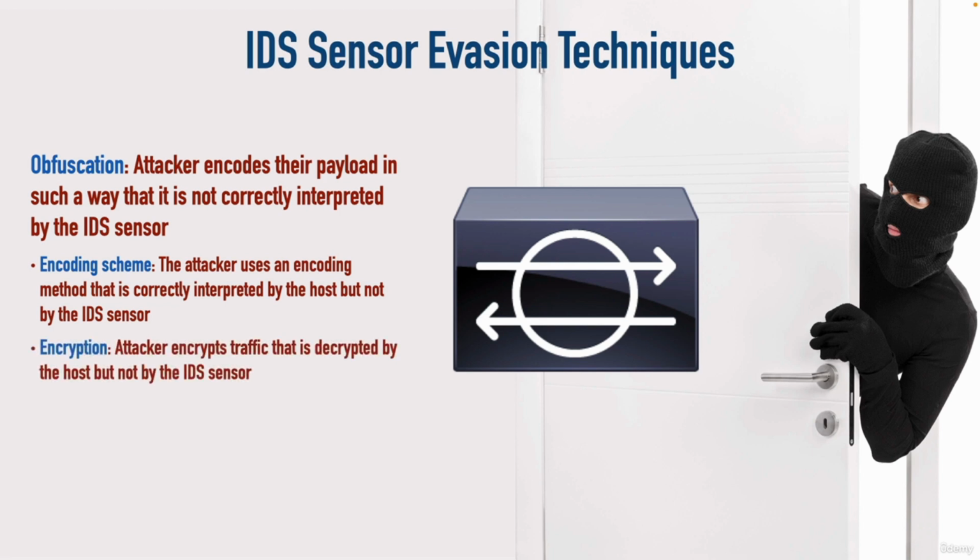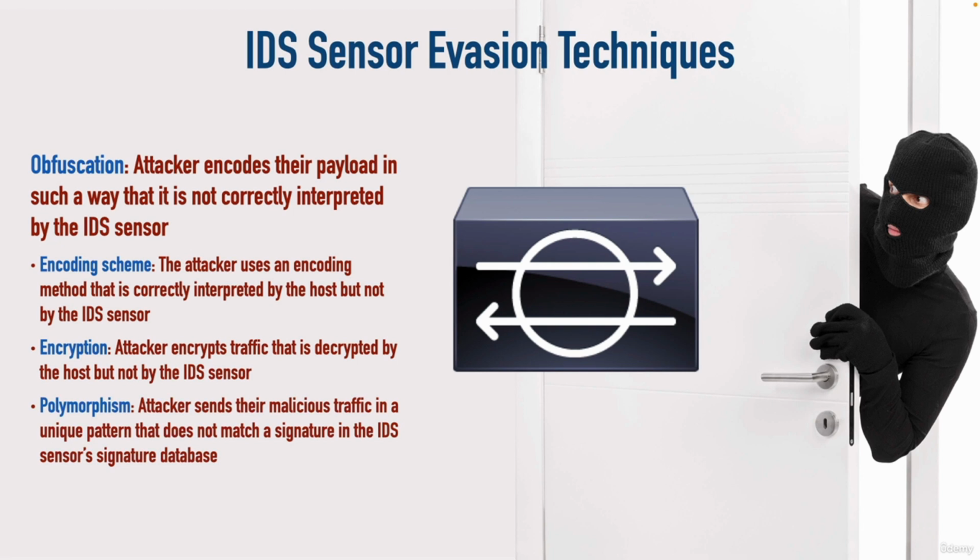Or the attacker could do something called polymorphism. This is where their attack pattern is not going to be matching a signature of a well-known attack because they have morphed the malicious traffic into a form that it's not going to be recognizable, even though it's having the same effect. And that's a look at a few ways that an attacker might attempt to evade a firewall and an IDS sensor.